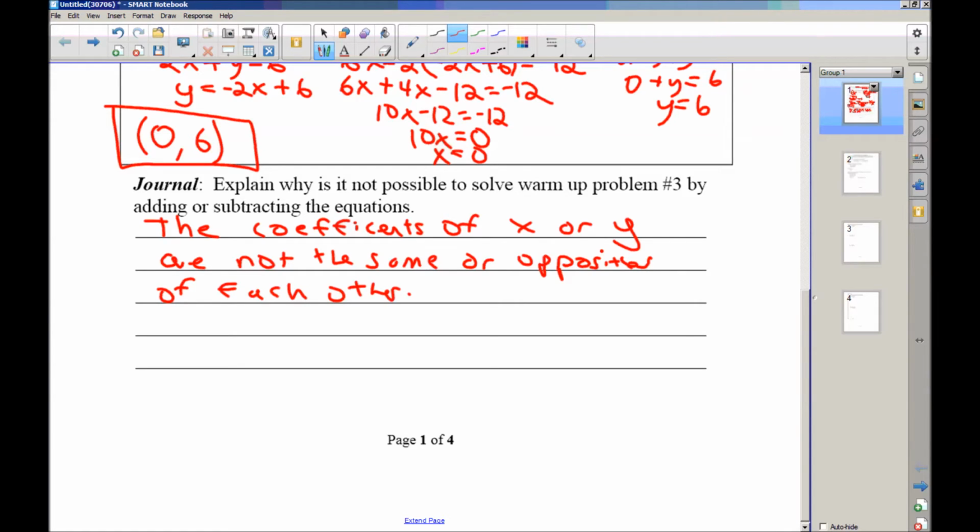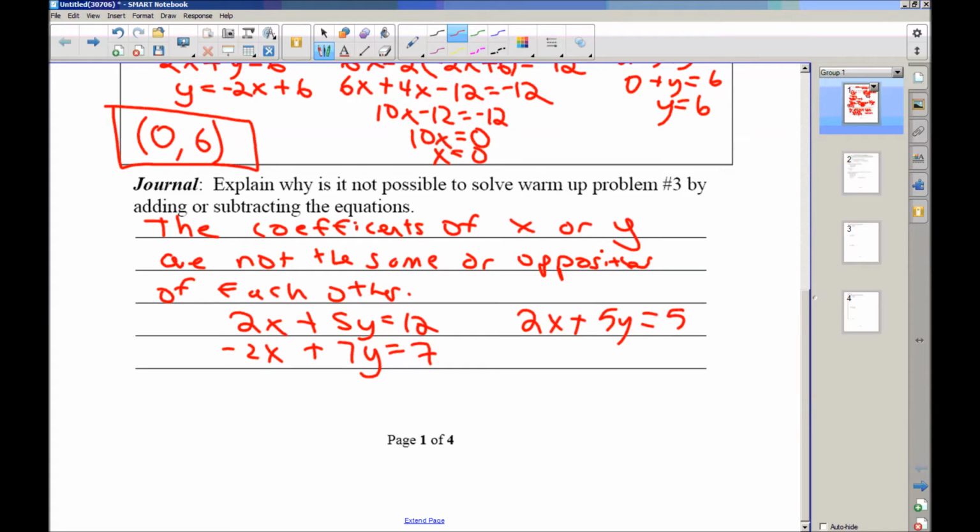So remember, we've only learned how to solve with the elimination method when we have examples like this, where the x's are the same or opposites. So here's an example where the x's are opposites, or when the y's are the same or opposites. Let me show you an example of that.